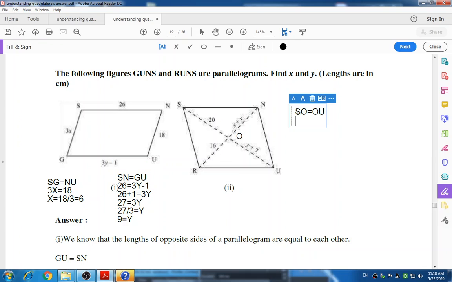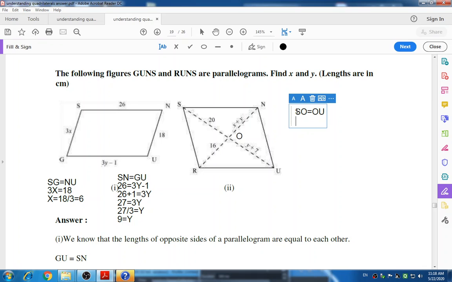Below that I can write, by filling in their values, 20 is equal to y plus 7. By changing the place of 7 we have to change its sign. So 20 minus 7 is equal to y. So we get 13 is equal to y. So this is the value of y.